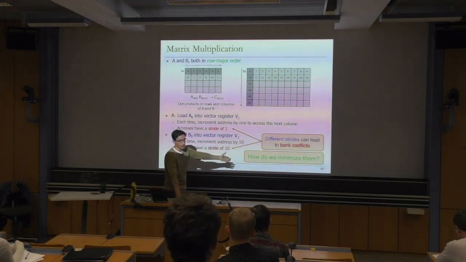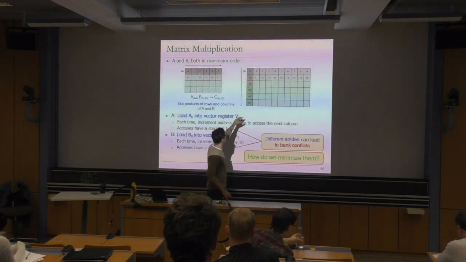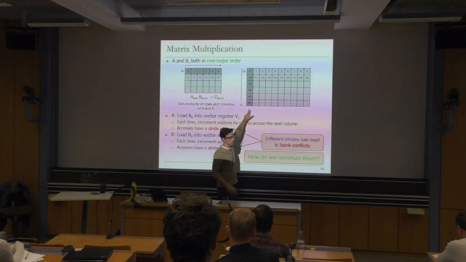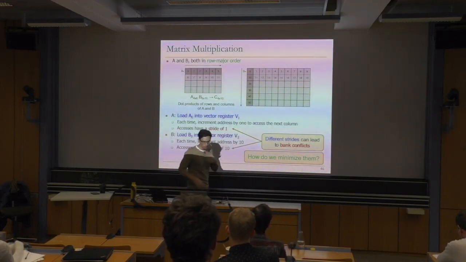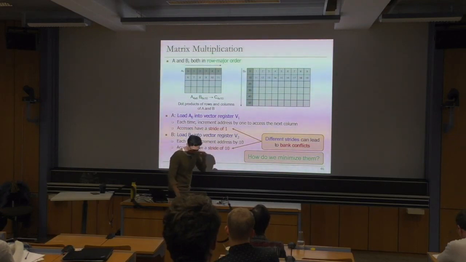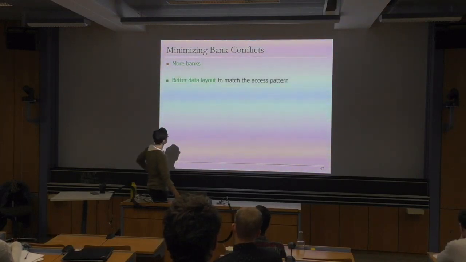Okay, is there any way of minimizing the potential bank conflicts? For sure we will have bank conflicts when accessing this matrix B in a conventional machine. Is there any way of minimizing these conflicts? Yeah, there are possible ways. First way is more banks. Okay, that should work, but for sure it's more expensive. It's not a very good idea.